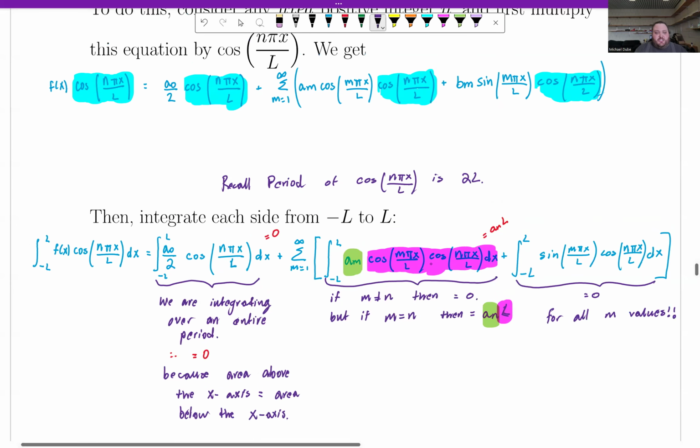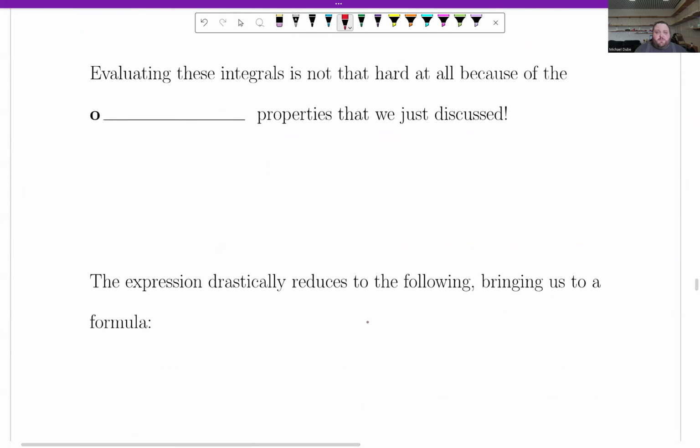Okay, so what we did here is we used some logic and we used some of our equations from before to simplify this dramatically. And so this final term will equal 0. So let's just continue our notes below. Evaluating these integrals is not that hard at all because of the orthogonal properties that we just discussed.